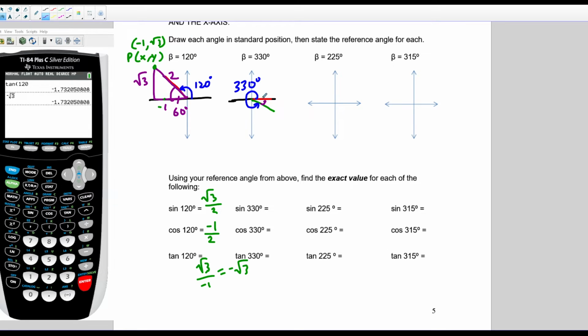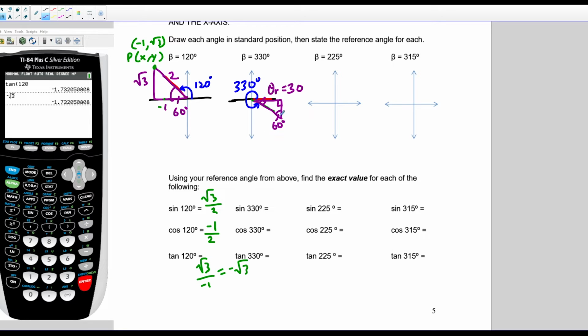We know that our reference angle is 30 degrees. So if I were to extend this out, let's make this a little bit bigger. That is my special triangle, a 30, 60, 90 triangle. So that's my 90 degrees, and over here is my 60 degrees.